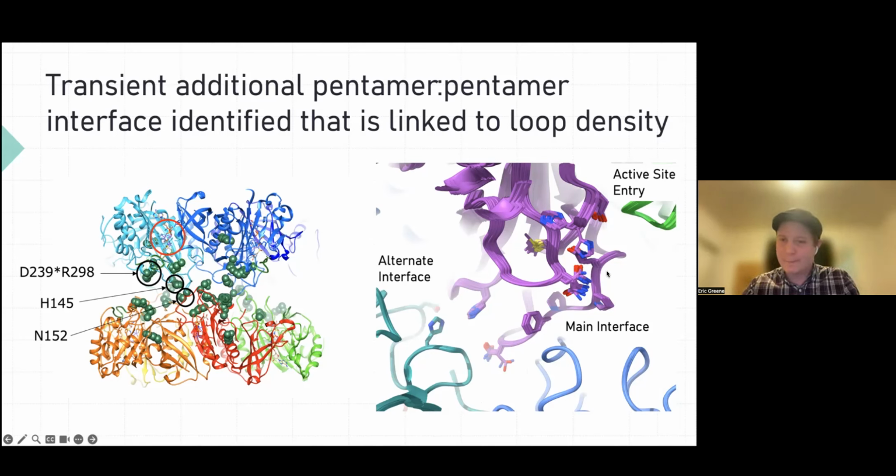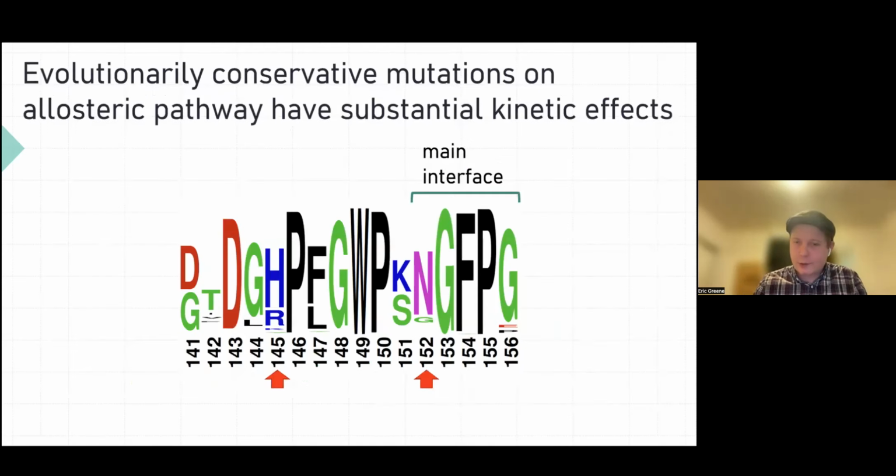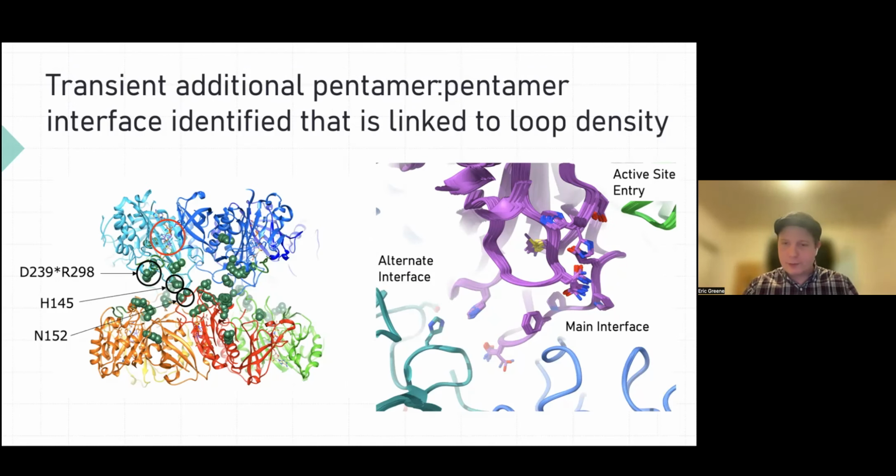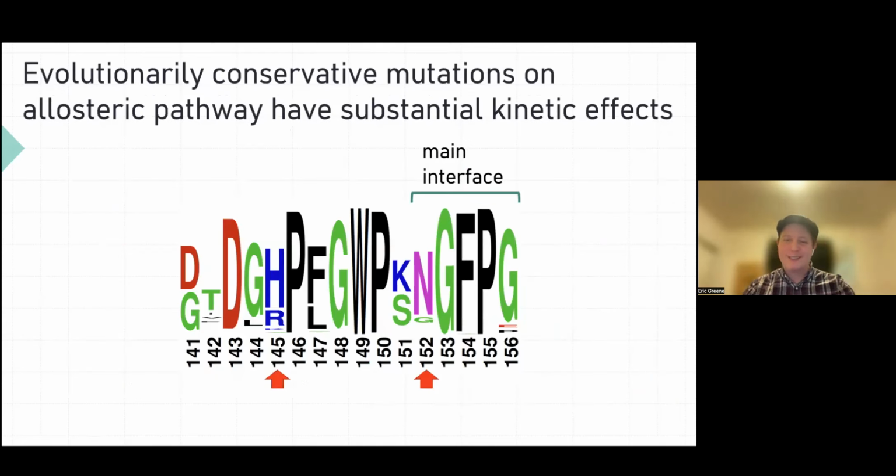And just to orient everyone in this picture, the active site entry is over here. This is the active site loop from the ensemble models. And this is our predicted allosteric pathway from the pentamer-pentamer interface up to the loop that was predicted by correlation plus. So we wanted to see, are these things actually coupled? I'm more of a biochemist, so I have to go to experiment.